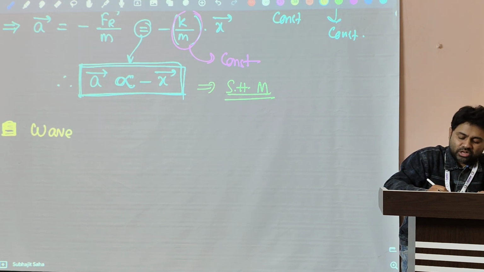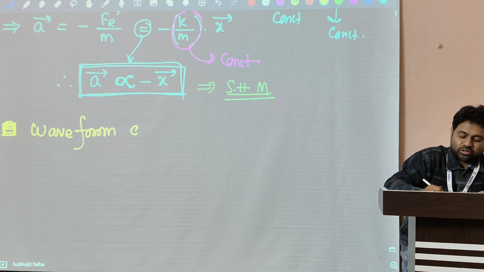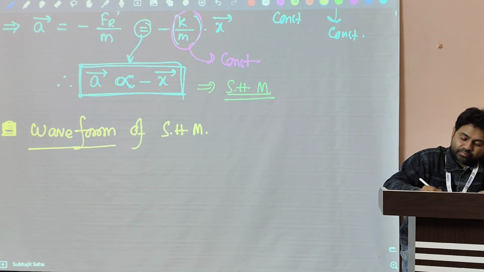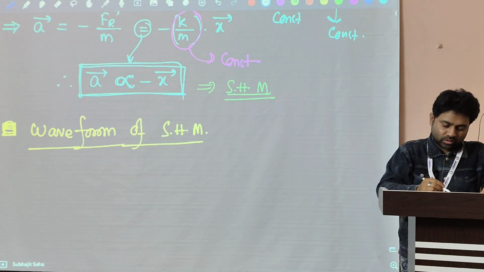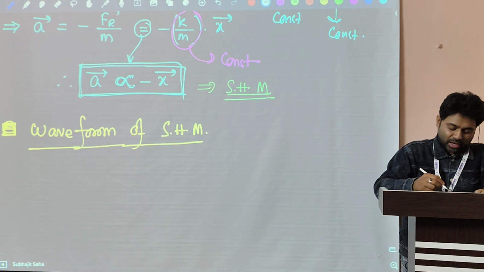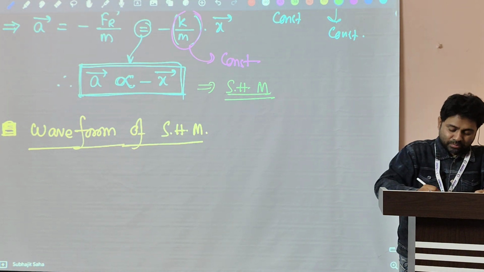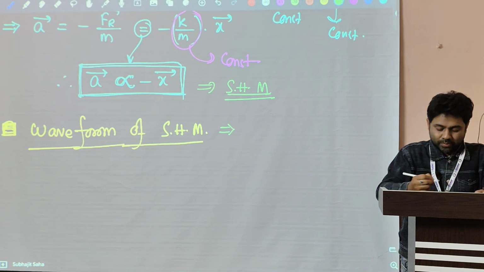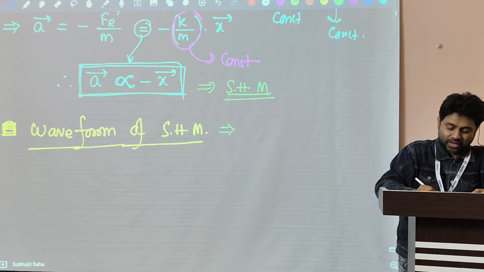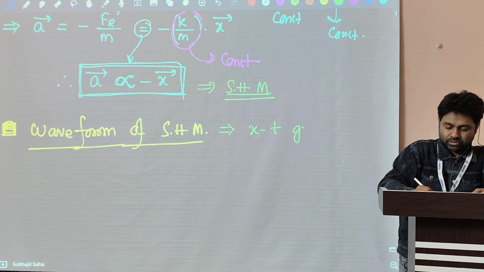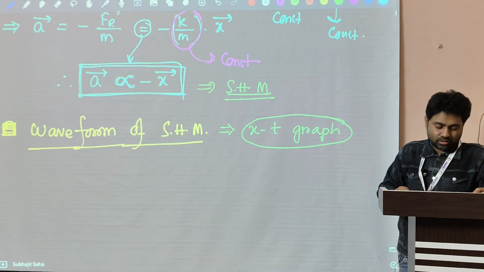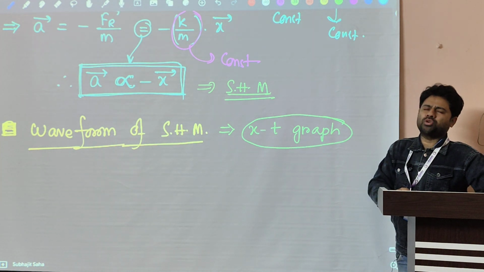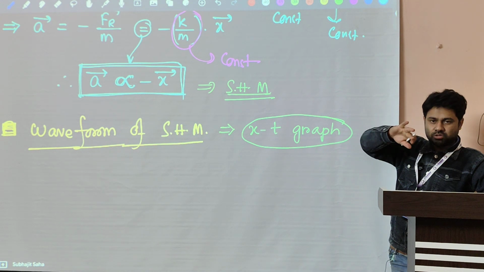Now we are going to study the waveform of simple harmonic motion. We have already studied the waveform, and we will say a few more things about it. By writing the waveform of simple harmonic motion, we basically want to describe the displacement versus t graph. That is our purpose actually. The waveform of simple harmonic motion is depicted by plotting the displacement versus time.